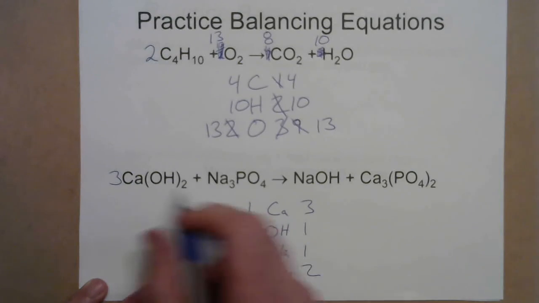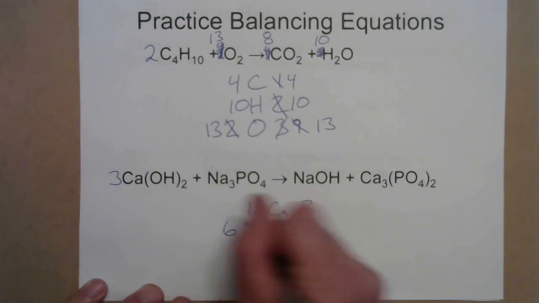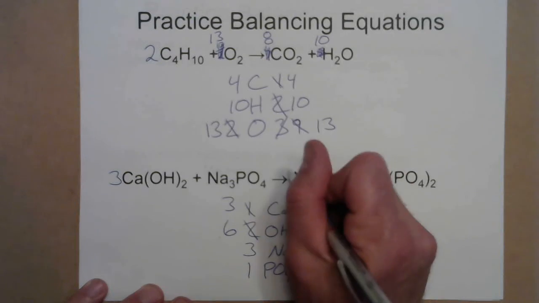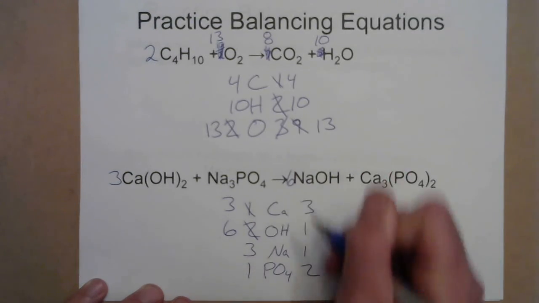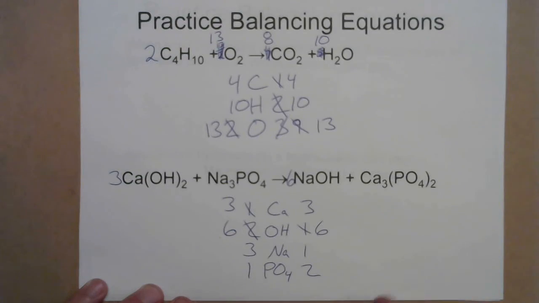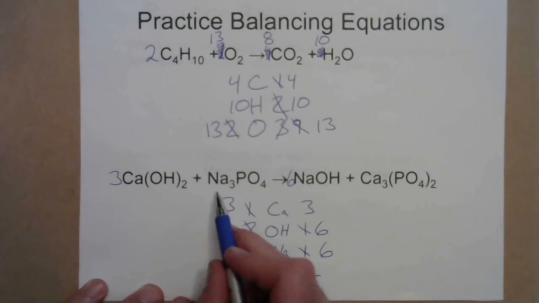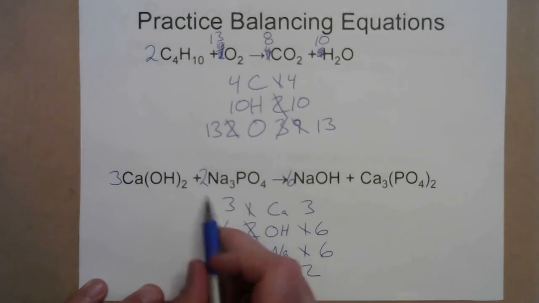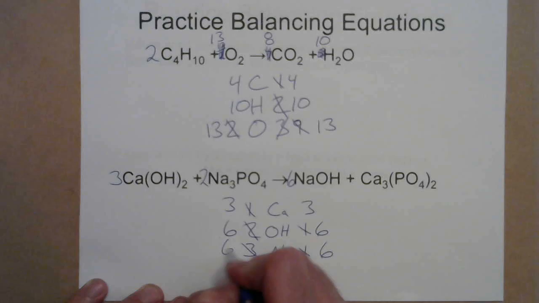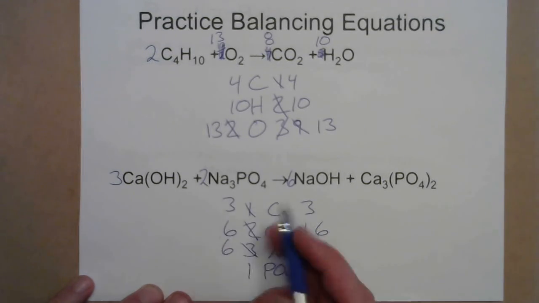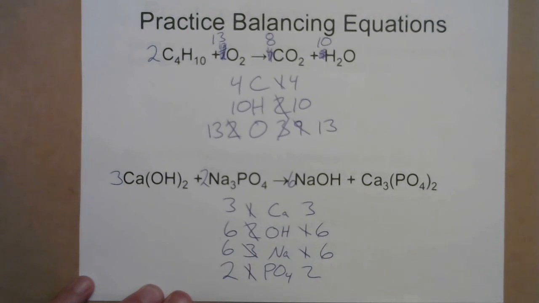That changed my hydroxides to 3 times 2, 6. So we'll do the hydroxides next. So if we have 6 on this side, we need 6 over here. I'm not going to change the formula again. I'm going to change the coefficient in front. So that's 6. That changed my sodiums as well to 6. So to get 6 sodiums on this side, I'll need to put a 2 here. 2 times 3 gives me 6 sodiums on each side. And then that changed my phosphates as well. I have 2 phosphates. And then looks like the whole thing is balanced.